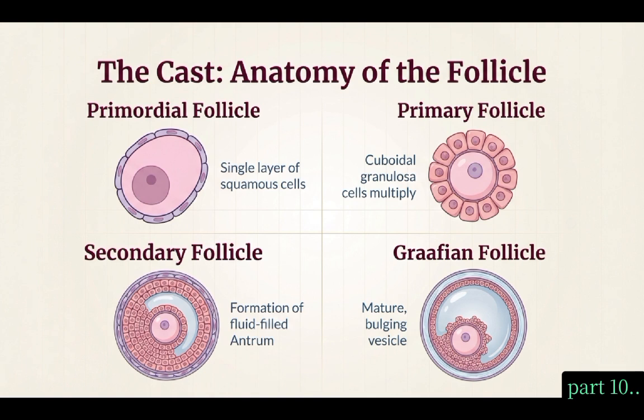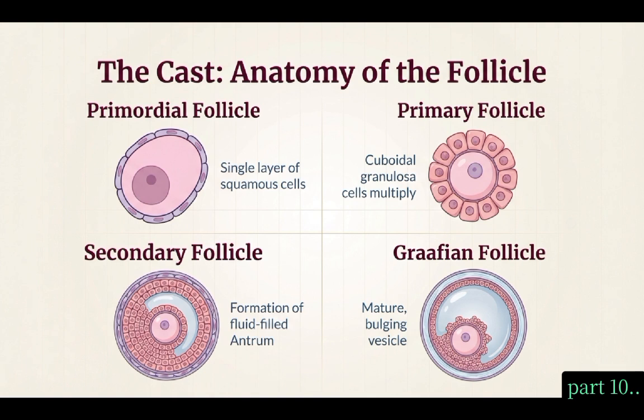So the primary follicle has cuboidal granulosa cells surrounding the primary oocyte. Remember, in the primordial follicle, we have a single layer of squamous cells, while in the primary follicle, we have cuboidal cells. Cuboidal means they are the same shape. They have the same shape surrounding the primary oocyte, and this is now called the primary follicle.